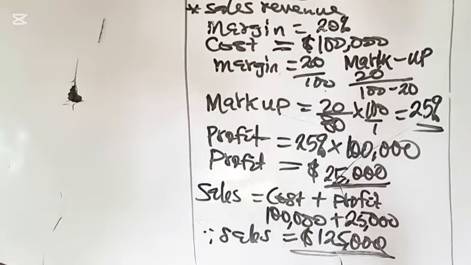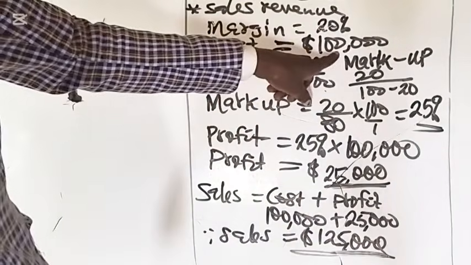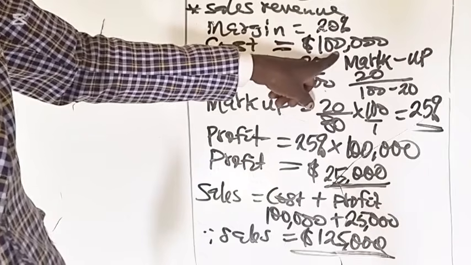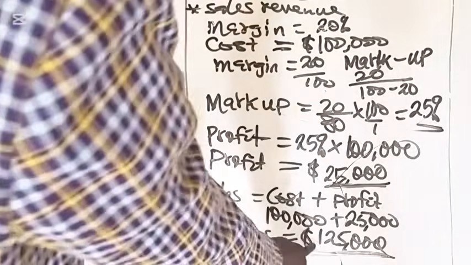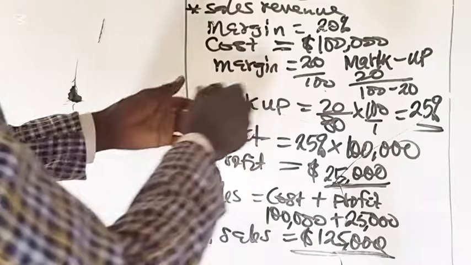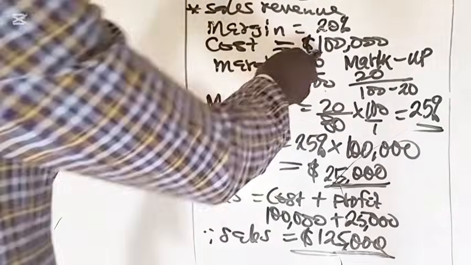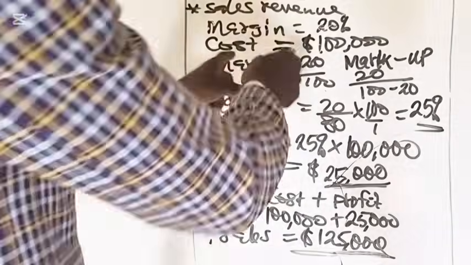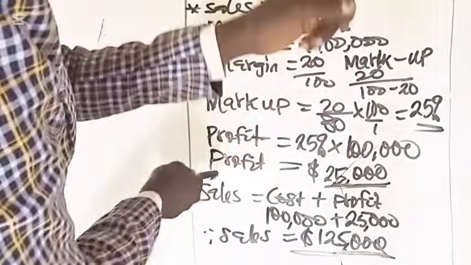If you had used 20% of 100,000, that would have given you 20,000. And if you add the 20,000 to 100,000, you get 120,000, which is not correct. The correct sales value ought to have been 125,000. So if you are given markup, you can calculate the markup directly on the cost. But if you are given margin, you can calculate the margin directly on the sales value.